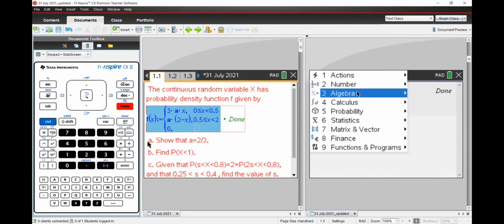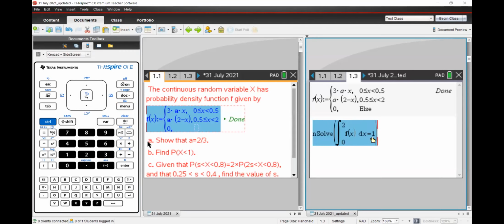So I can go to algebra and put everything inside the solve. And I say, okay, the variable is a. Hit enter, you get the same result. So, is there any question?